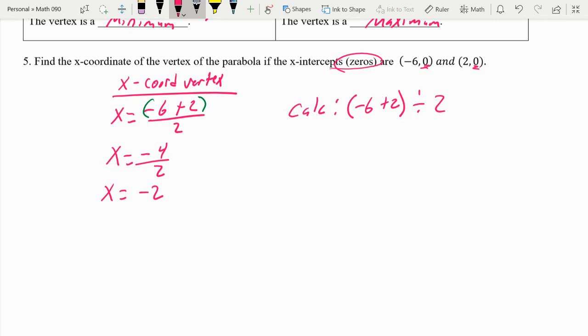Because if you don't, let me teach you guys real quick what your calculator is going to do. If you don't use parentheses, your calculator is going to do this first. It's going to do that first. All right, let me erase that. Make sure that you know that you're using parentheses. Use parentheses. Those are your friends. So find the x-coordinate of the vertex. X-coordinate of our vertex is -2.